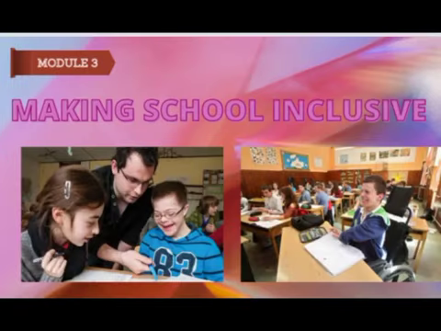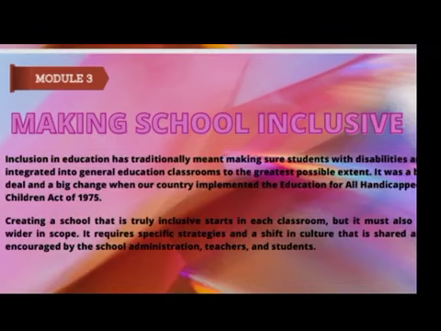Making school inclusive. So how does a school become inclusive? Making a school inclusive starts in each classroom, but it must also be wider in scope. It requires specific strategies and a shift in culture that is shared or encouraged by the school administration, teachers, and students. Making school inclusive is all about ensuring access to quality education for all students by effectively meeting their diverse needs in a way that is responsive, accepting, respectful, and supportive.